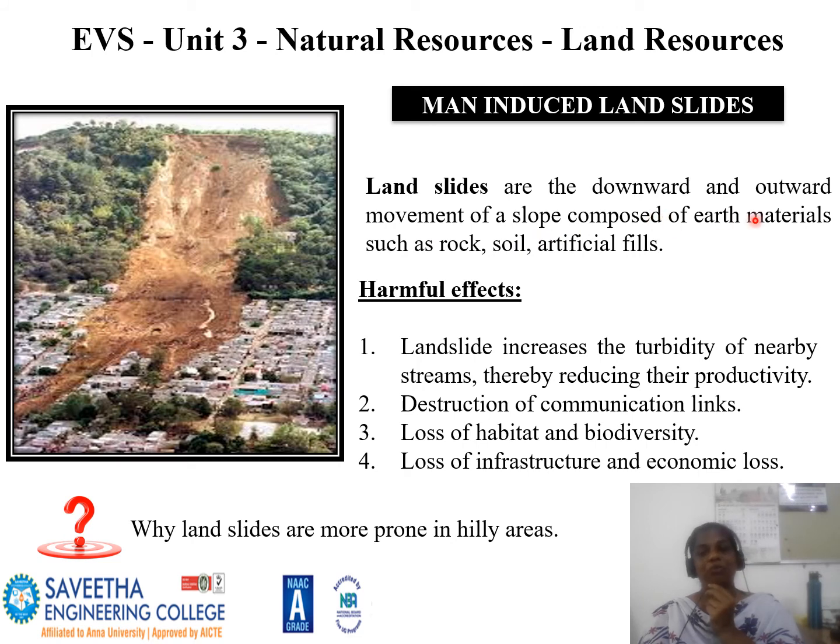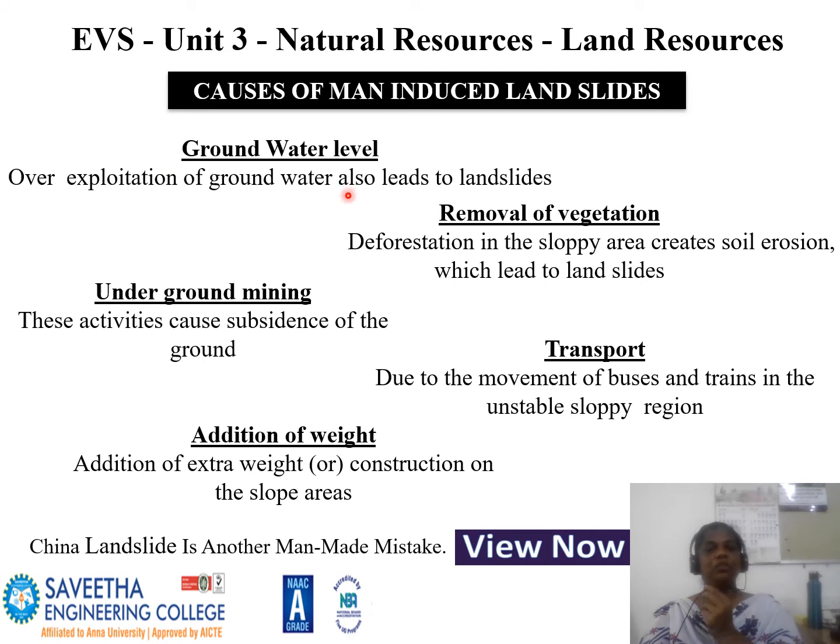Landslides are the downward and outward movement of a slope composed of earth materials such as rocks, soil, and artificial fills. The harmful effects could be turbidity of nearby streams, thereby reducing productivity, destruction of communication links, loss of habitat and biodiversity, and loss of infrastructure and economic loss. What could be the cause of man-induced landslides?